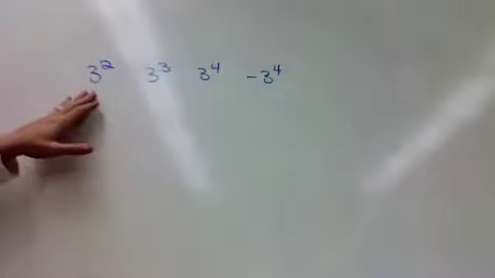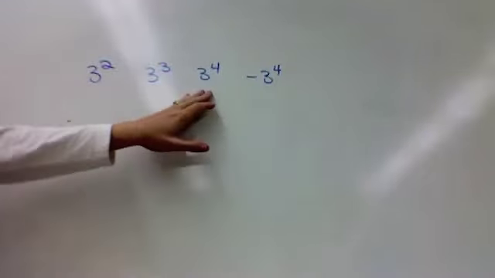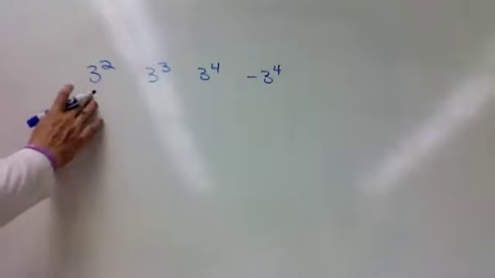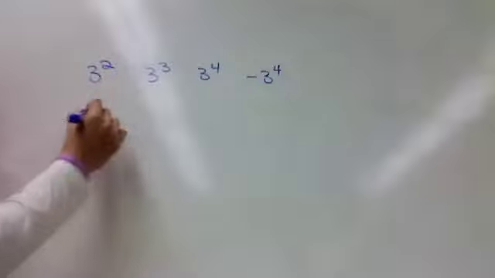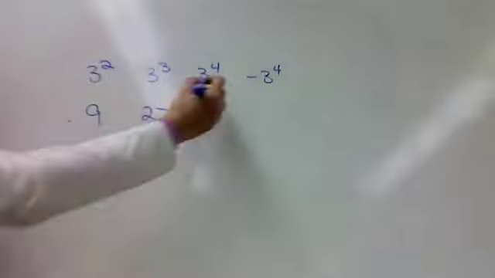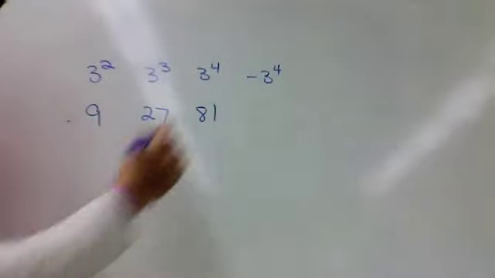So the next thing we're going to talk about is the powers of negative numbers. This is where a lot of you have had trouble with the whole concept of negative numbers and what's in parentheses, what's outside of parentheses, and how to answer those kinds of things. As you see here, we have 3 to the second, 3 to the third, 3 to the fourth, and then negative 3 to the fourth. Let's go ahead and answer these real quick. 3 to the second is 9, and then 3 to the third is 27. 3 to the fourth is 81.